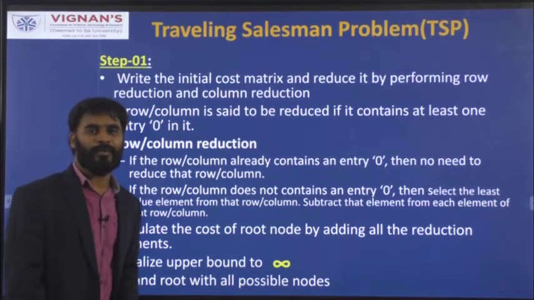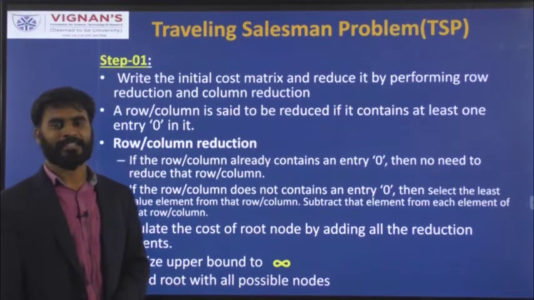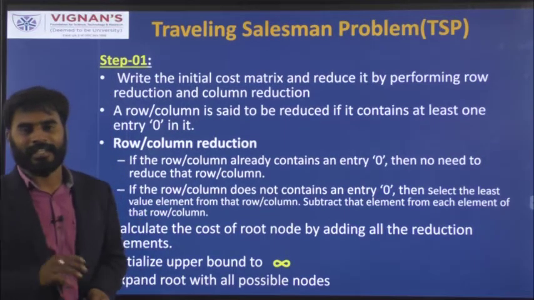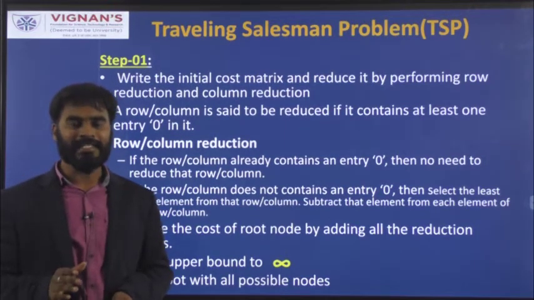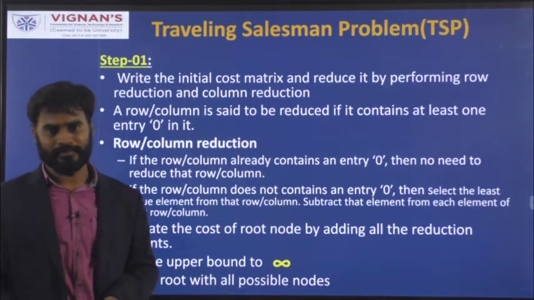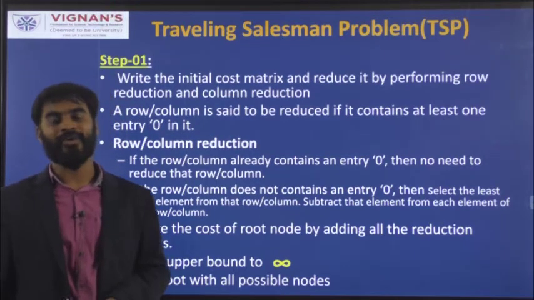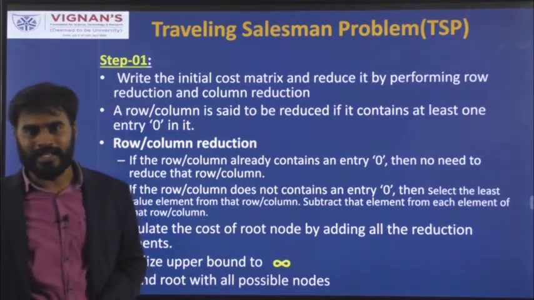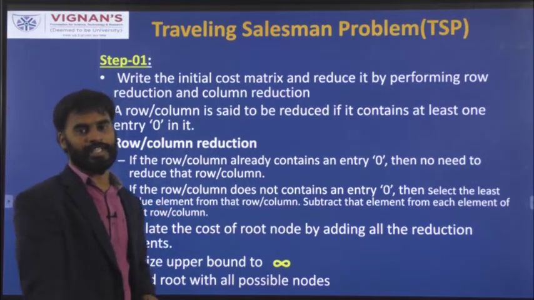Let's solve one more problem using the branch and bound strategy, called the traveling salesperson problem. The problem states that given a set of cities and the distances between the cities, our objective is to find the minimal path that covers all the cities exactly once and comes back to the source city.